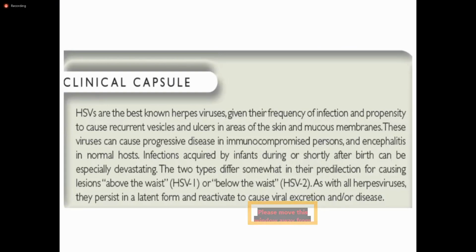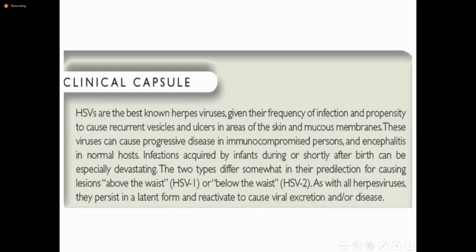Clinical capsule: herpes simplex viruses are herpes viruses, very well known. They are quite common and can cause infection in the community. They can cause recurrent vesicles and ulcers of the skin and mucous membrane. Remember, skin and mucous membrane. They are quite prevalent among immunocompromised patients and can cause encephalitis in normal hosts.